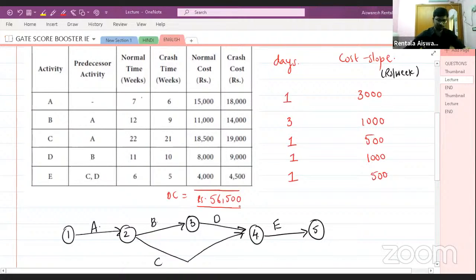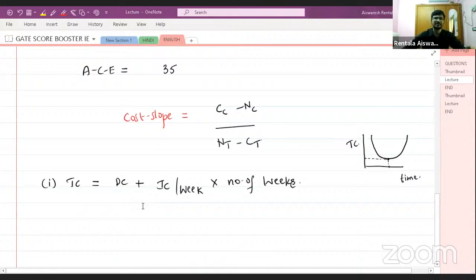Very good, Ashutosh. So it will be 56,500. So done. Now your total cost will be 56,500 plus the indirect cost. Total indirect cost will be, indirect cost per week will be 700 rupees into number of weeks, which will be 36. So please let me know this value.